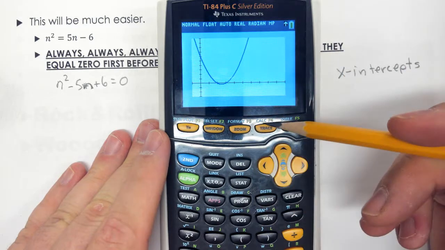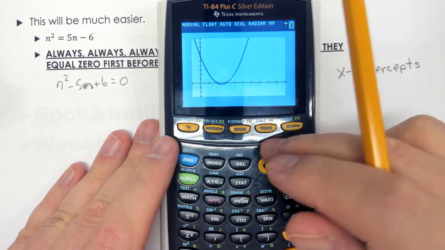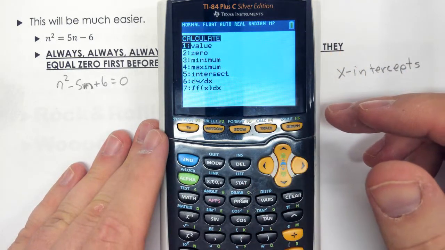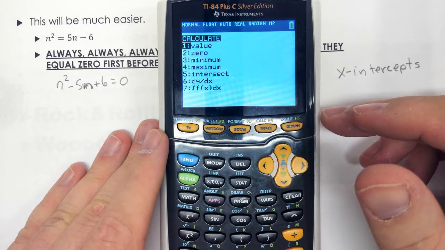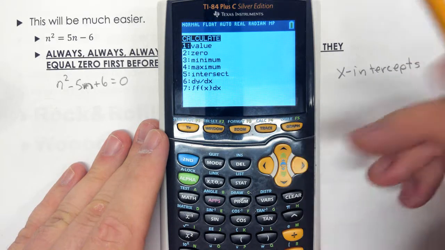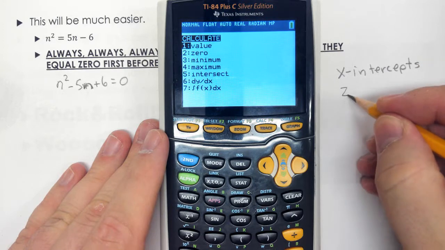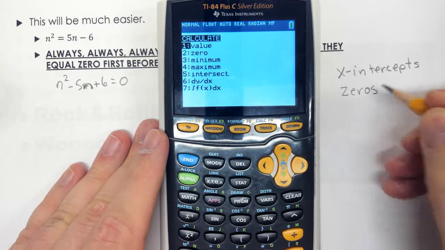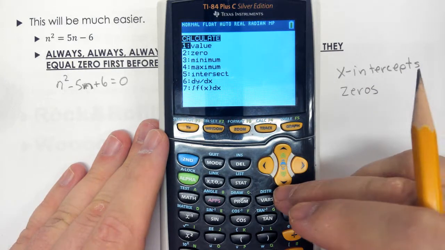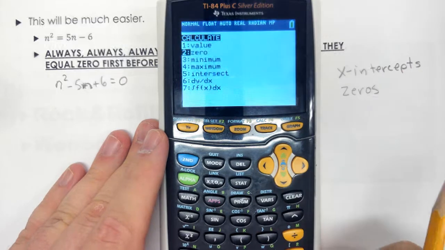So hit second trace, and it takes us to calculate. Now for this one, I'm looking for zeros, which is another name for x-intercepts. So I'm going to go to that.